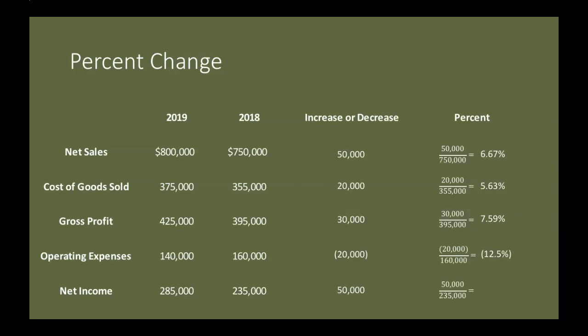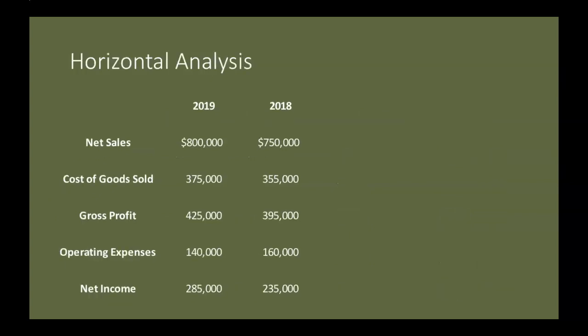Then our net income. Well, we increased 50,000, so we divide that 50,000 by the 235,000, the 2018 amount, and we see that our net income increased 21.28%. So that's how we figure out percent change. But sometimes they're just asking you to perform horizontal analysis. So in this case, what we do is we take our current year divided by our base year. So we're going to take 2019 information divided by 2018 information.